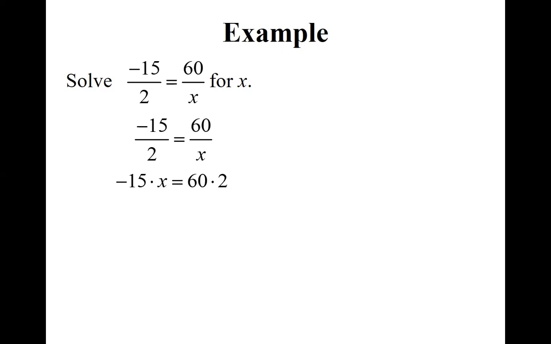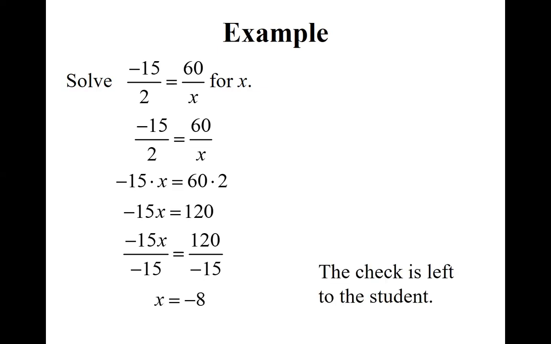Simplifying the left, we get negative 15x. Simplifying the right, we get 120. Solve for x. Divide both sides by negative 15. Positive divided by negative is negative. x equals negative 8.